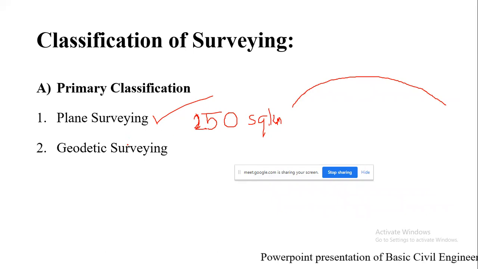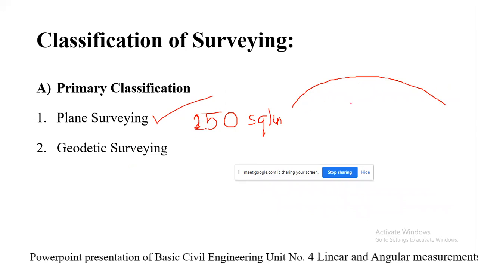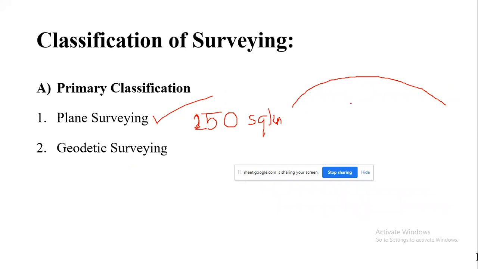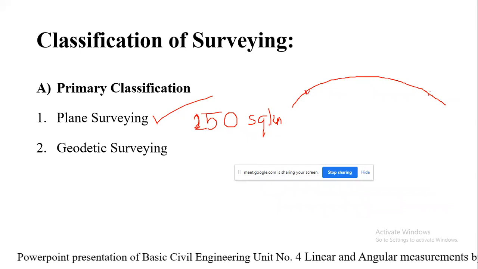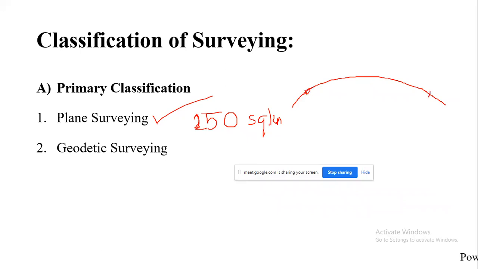Next is geodetic surveying. In geodetic surveying, the curvature of the earth is taken into consideration, as it extends over a large area. So the line joining any 2 points, suppose this is the line, is treated as a curved line.